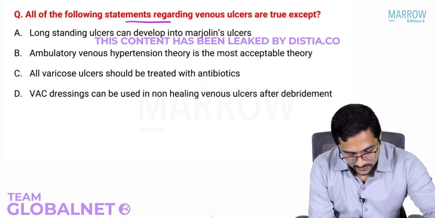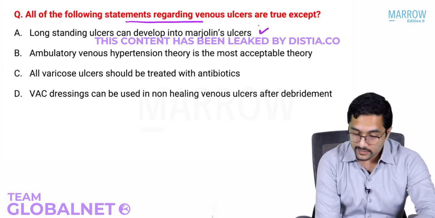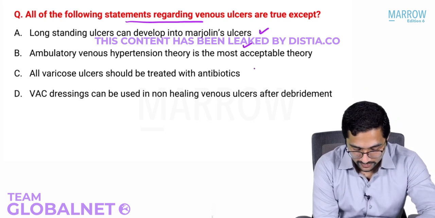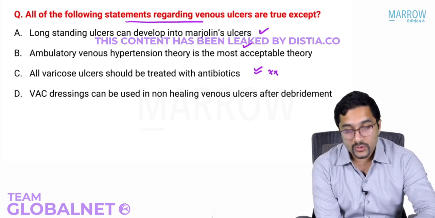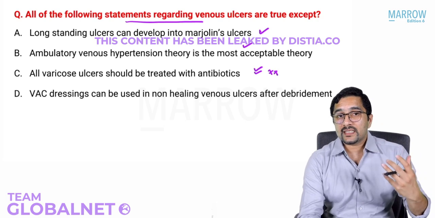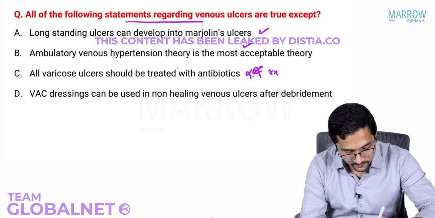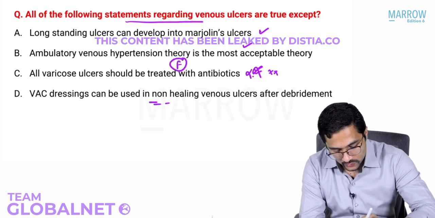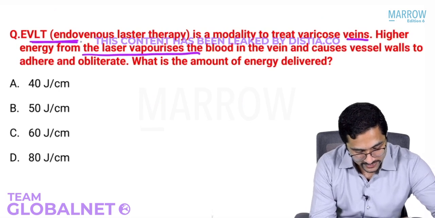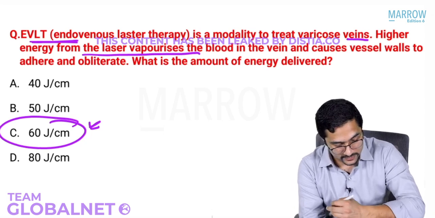All of the following statements regarding venous ulcers are true except: long-standing venous ulcers can develop into Marjolin's ulcer. This is true. Ambulatory venous hypertension is the most acceptable theory. All varicose ulcers should be treated with antibiotics. No. Only infected ulcers should be treated. Otherwise, there is resistance if you give antibiotics prophylactically. So this is false. VAC dressings can be used. This is true. What is the amount of heat which is produced by EVLT? It is 60 joules per centimeter. This I've told you. 60 joules per centimeter is the correct answer.